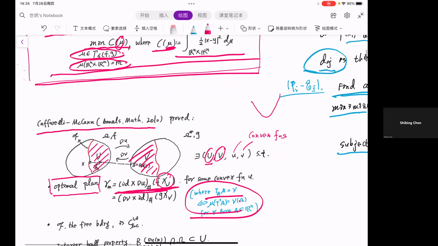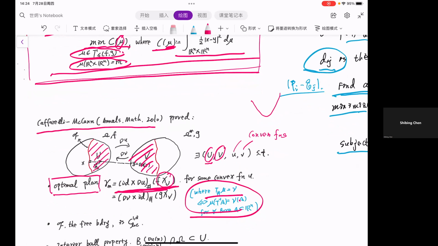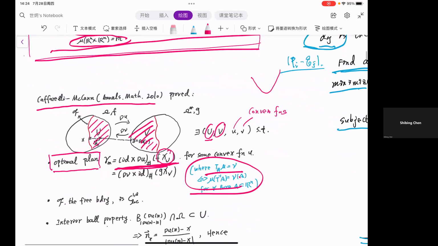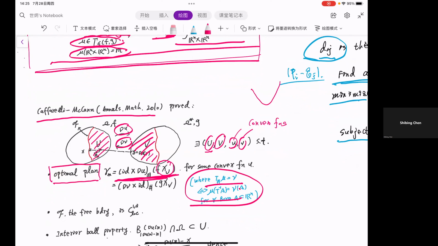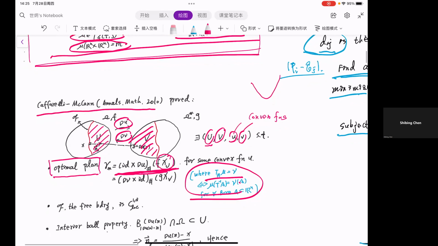So Caffarelli and McCann have proved the existence of solutions, and they have given a very nice characterization of this solution by using a mapping and the subdomains U and V. Although they are only convex functions, the mapping is basically the gradient of u, gradient of v. This is related to the classical Brenier's theorem for the classical optimal transport problem. But I think Jiakun has already mentioned this.